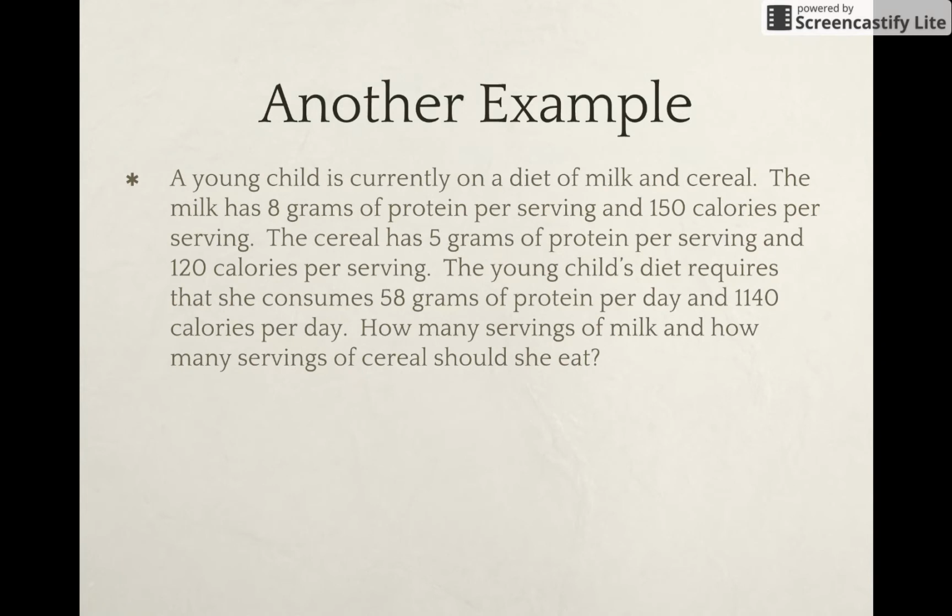Here's another example. A young child is currently on a diet of milk and cereal. The milk has 8 grams of protein per serving and 150 calories per serving. The cereal has 5 grams of protein per serving and 120 calories per serving. The young child's diet requires that she consumes 58 grams of protein per day and 1,140 calories per day. How many servings of milk and how many servings of cereal should she eat?